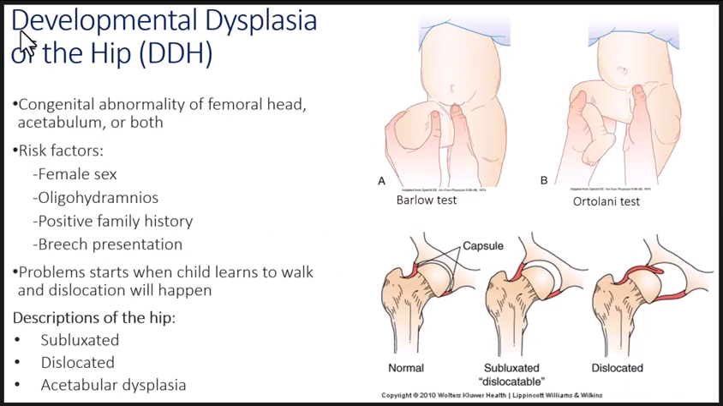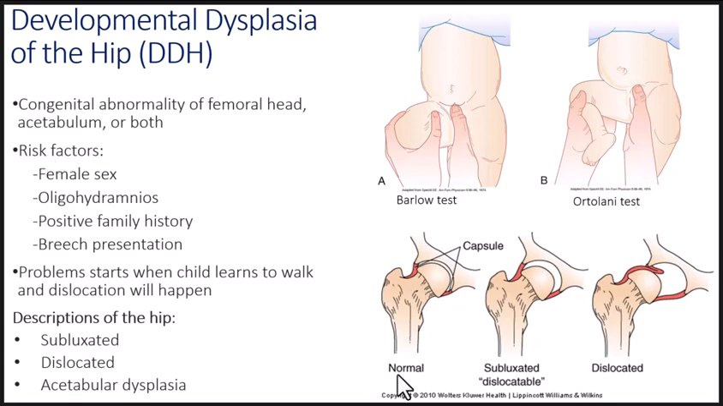Now on to the topic of dysplasia of the hip. We're going to look at developmental dysplasia of the hip. It is usually congenital, meaning that a child is born with it or it's present at birth, but it can occur anytime during the newborn or infant period. It involves abnormality of the femoral head, the acetabulum, or both.